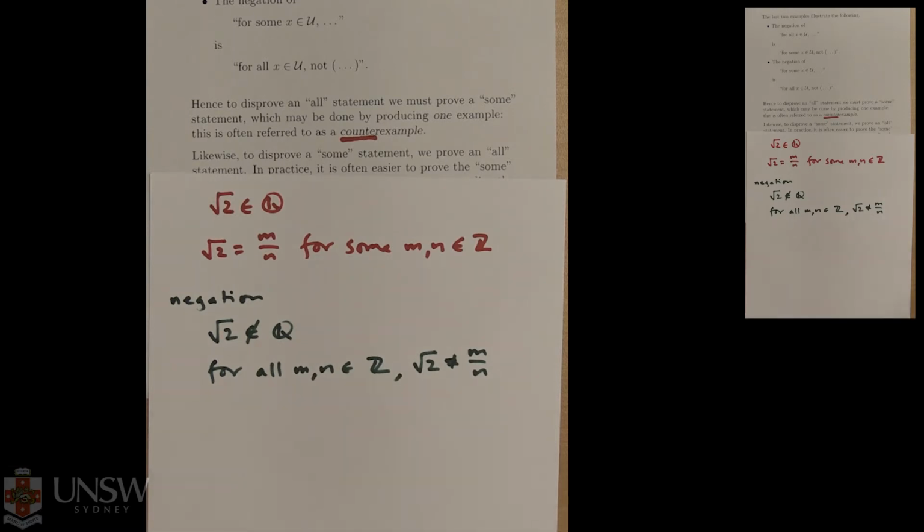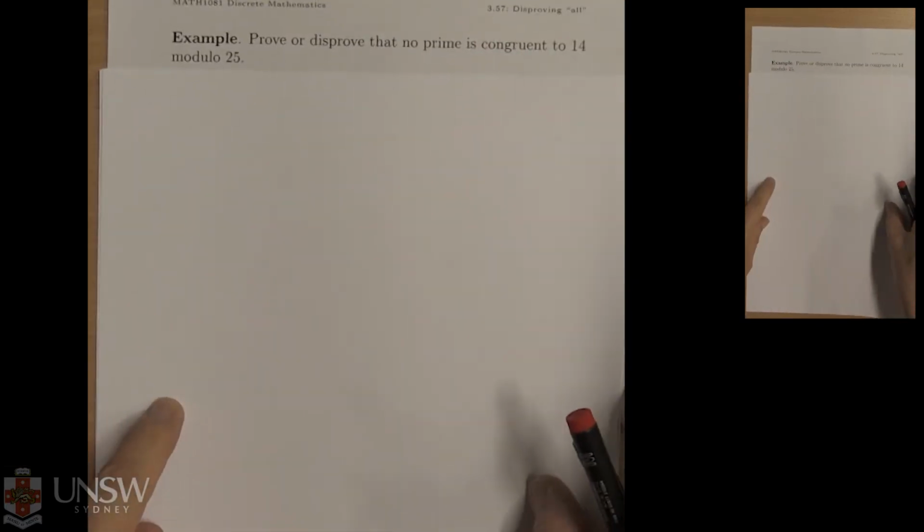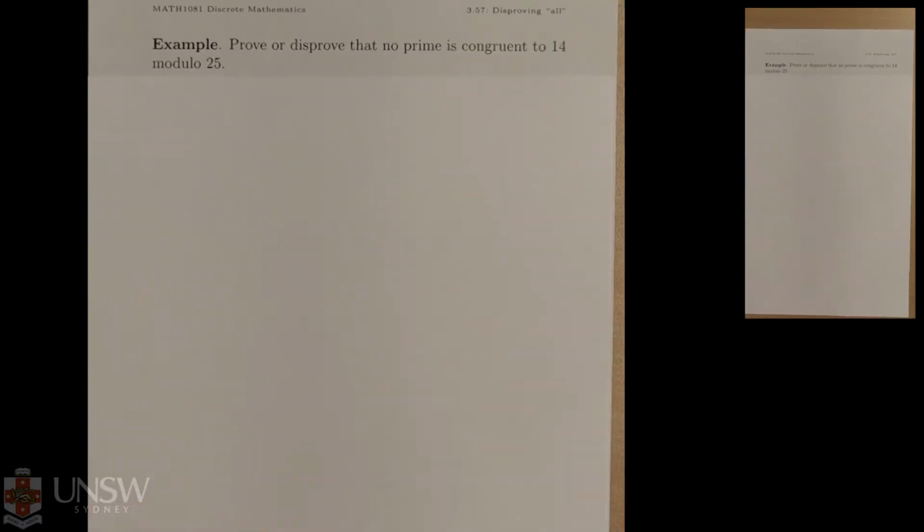Here's another example. Prove or disprove the following statement. No prime is congruent to 14 modulo 25. Now, how could we do that? Well, I think for a start, it's not entirely clear what the logic is, so let's try and rewrite that.